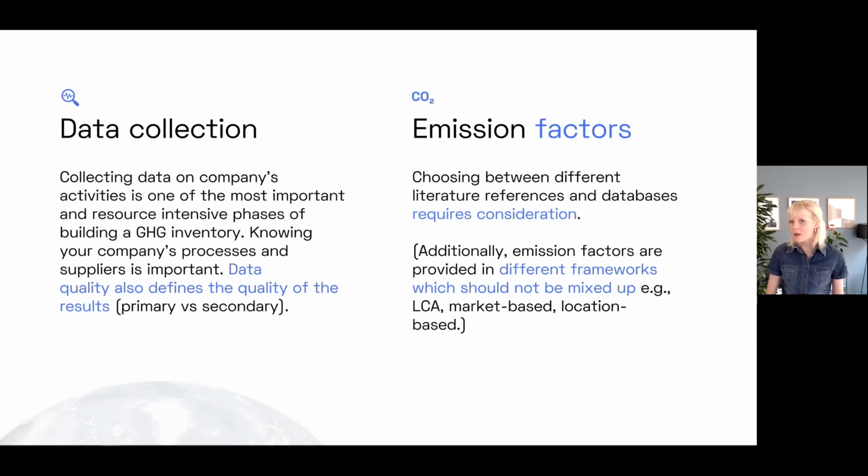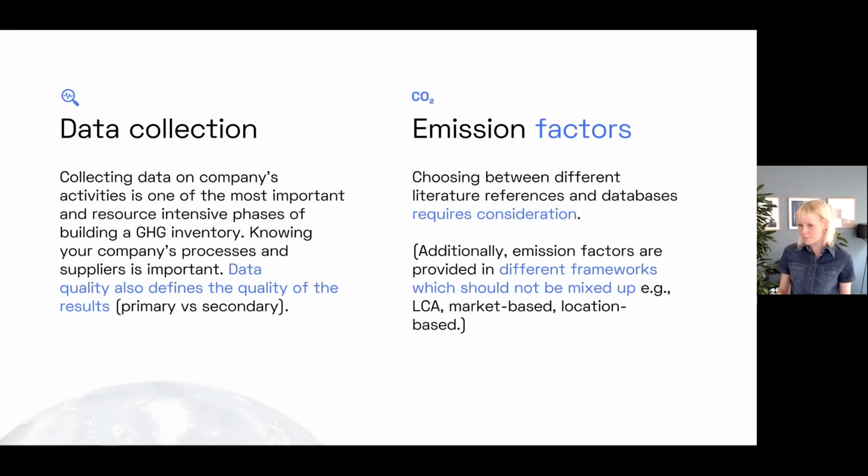And then emission factors. There is a vast majority of different literature references and databases from which you can choose the emission factor. But it's important to know that when you're looking at an emission factor database, there might be similar kinds of emission factors that you need, but they differ, for example, in calculation assumptions and how the system boundary is defined, and this brings some differences to the emission factors. So know what you're looking for, and then you can choose the right emission factor.